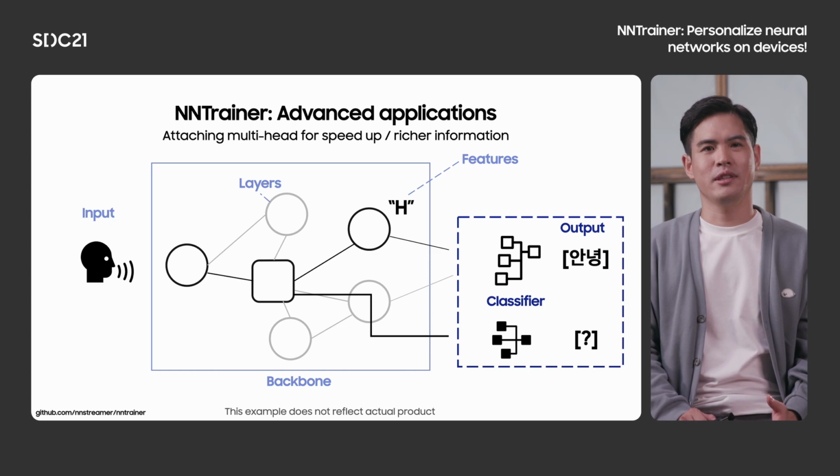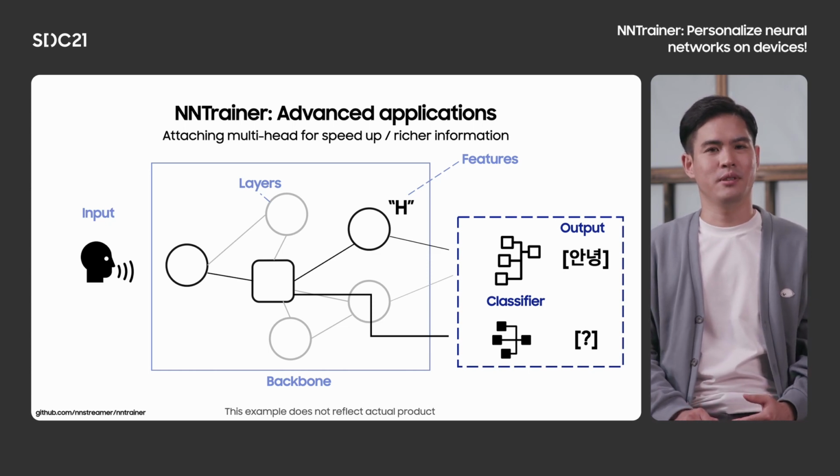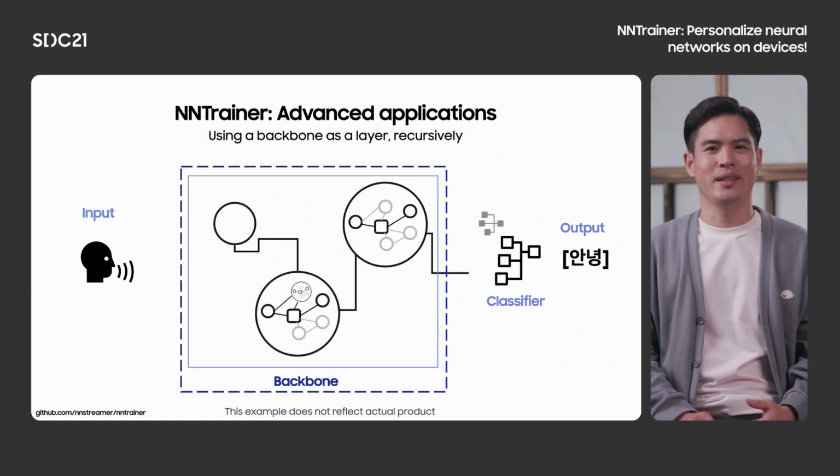For example, you can try attaching multi-heads for boosting up the speed or richer information. Or because the backbone is treated as a layer, you can recursively stack up the backbones to make a more complex model. So for example, a ResNet block can be defined as a backbone layer.